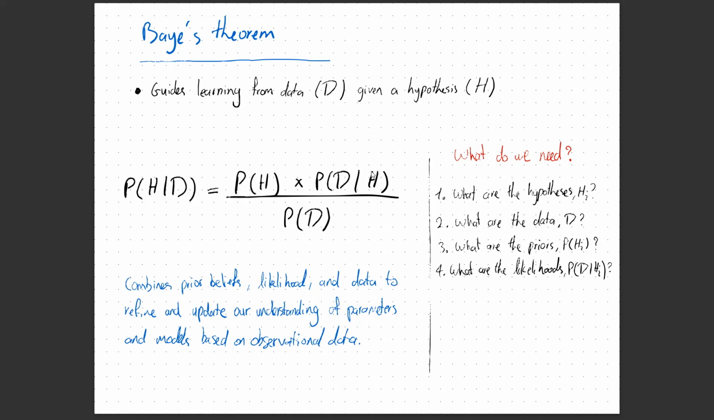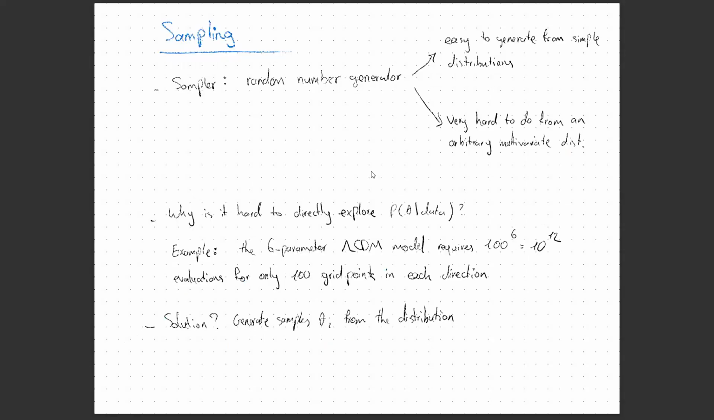So what do we need to use this theorem? Well, we need our hypothesis for sure, a model, and then the data, the priors, and the likelihoods. Next step is sampling.